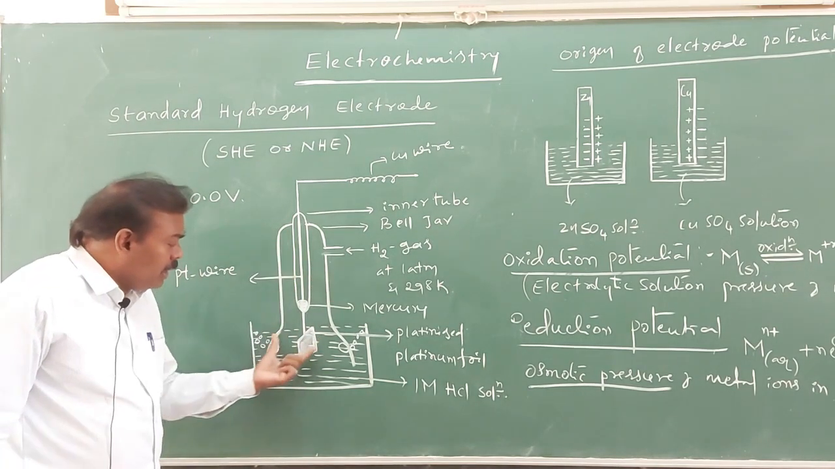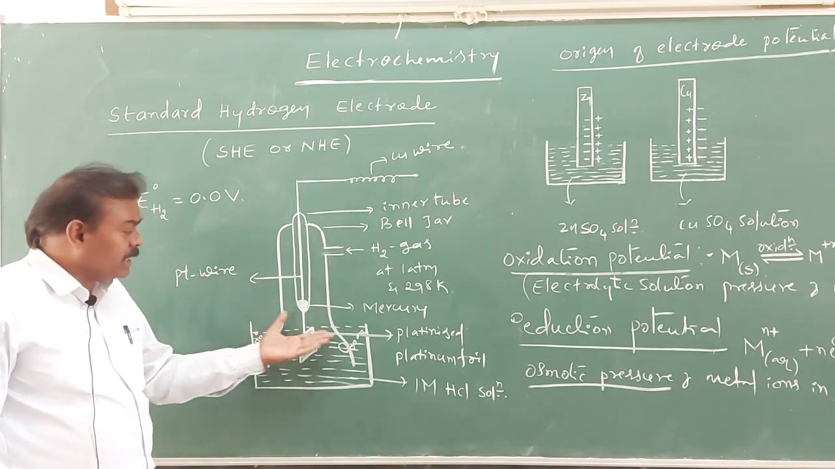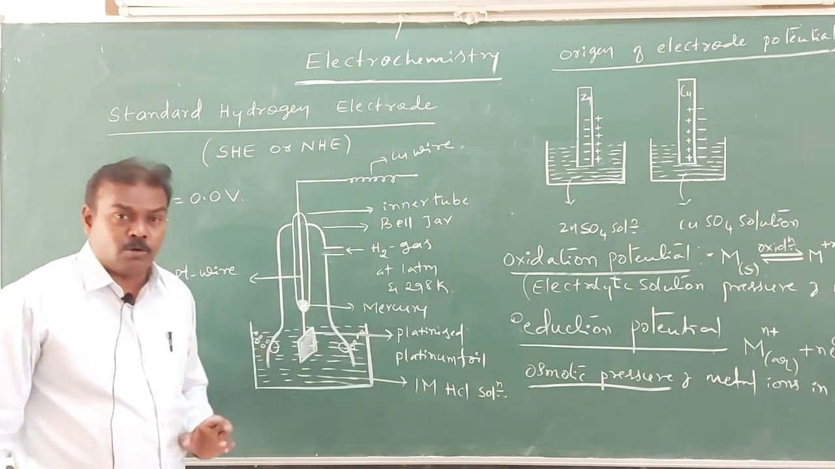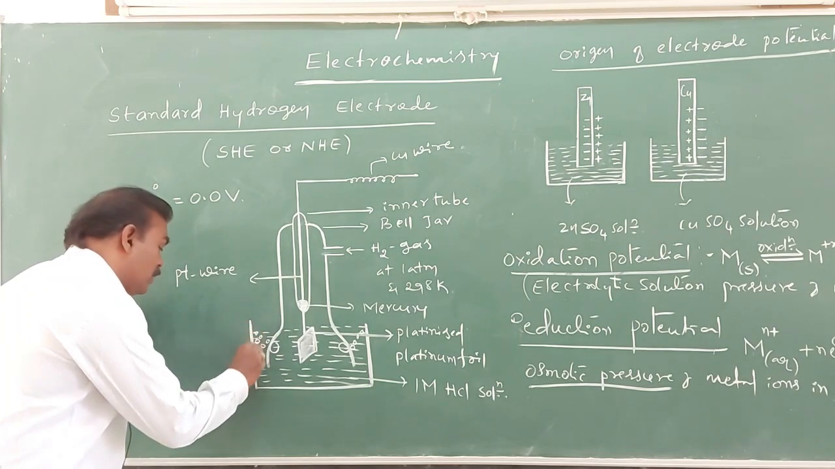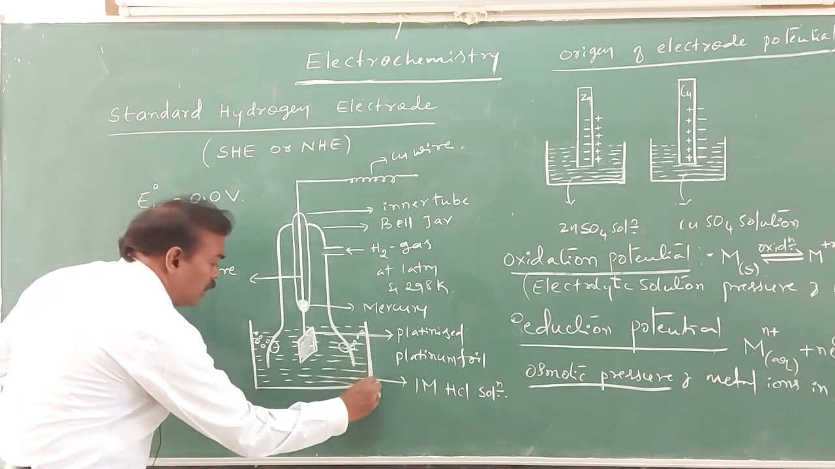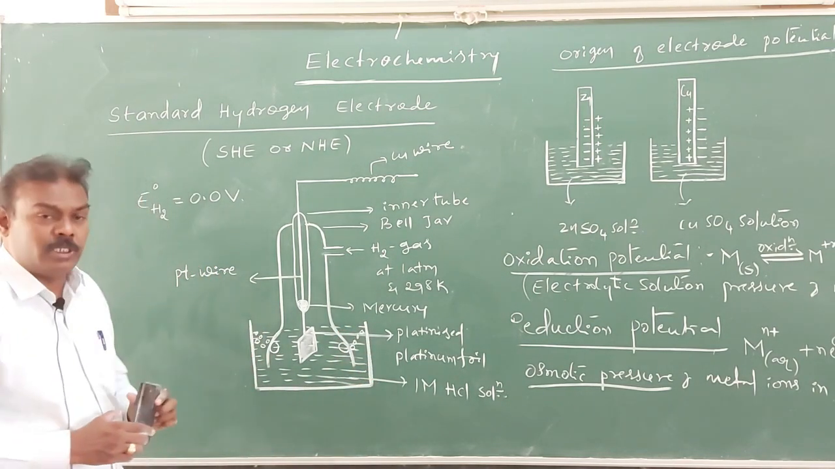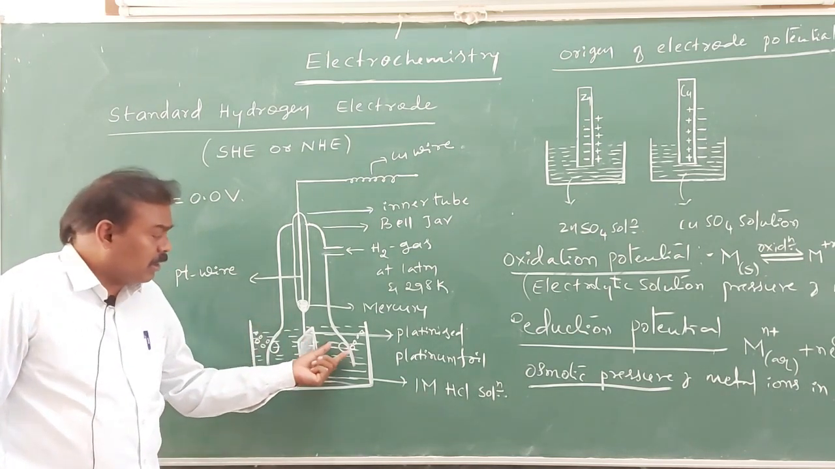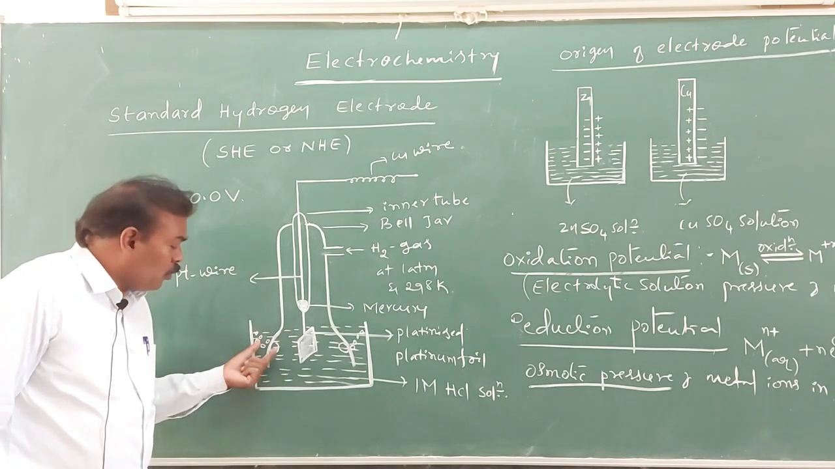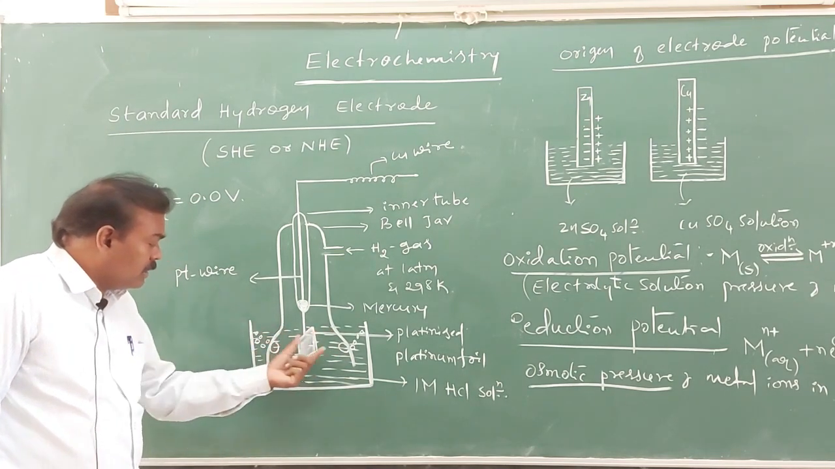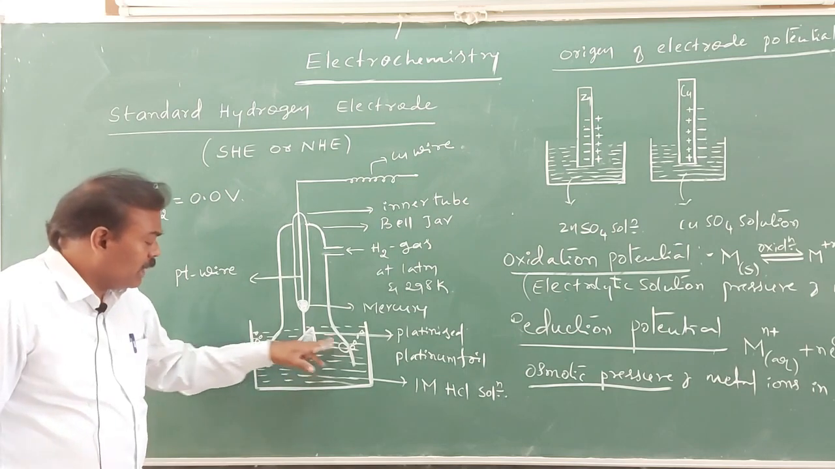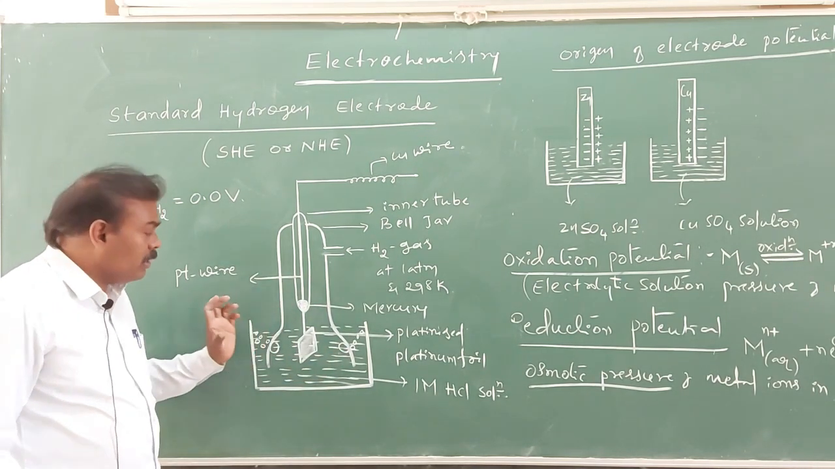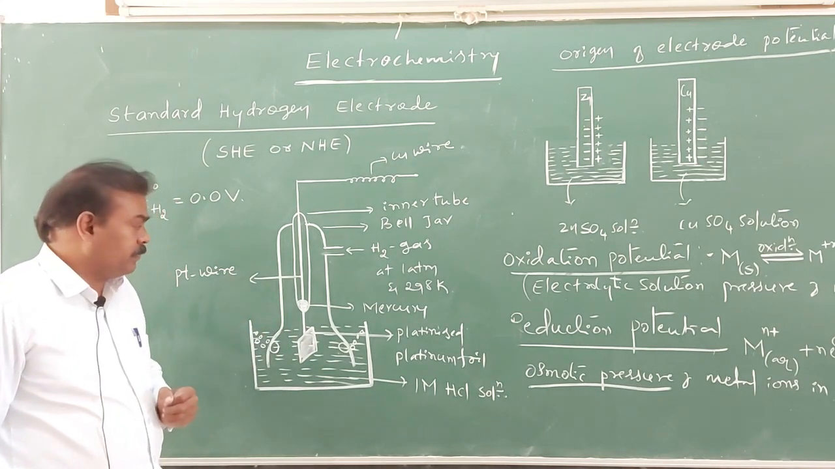And this total system is kept in the solution, that is a 1 molar solution of hydrochloric acid. In this hydrochloric acid solution, this total setup is kept as shown in that diagram. At the bottom of the bell jar, there will be 2 openings, just as we can see in that diagram. And this is meant for the bubbling of the hydrogen gas.